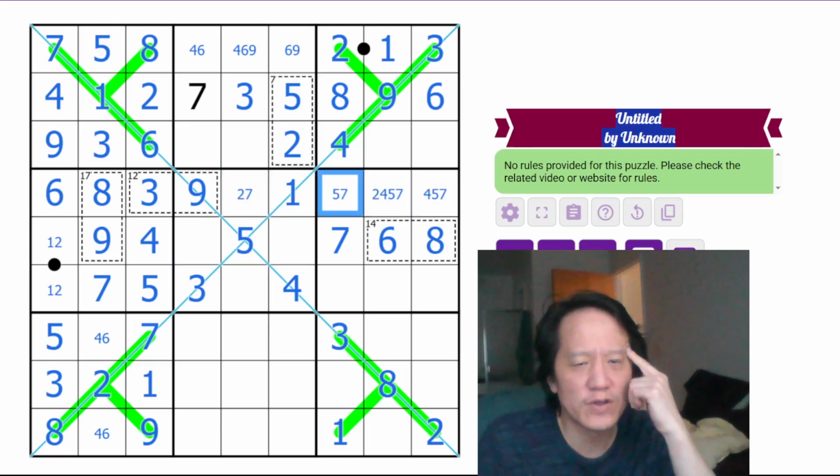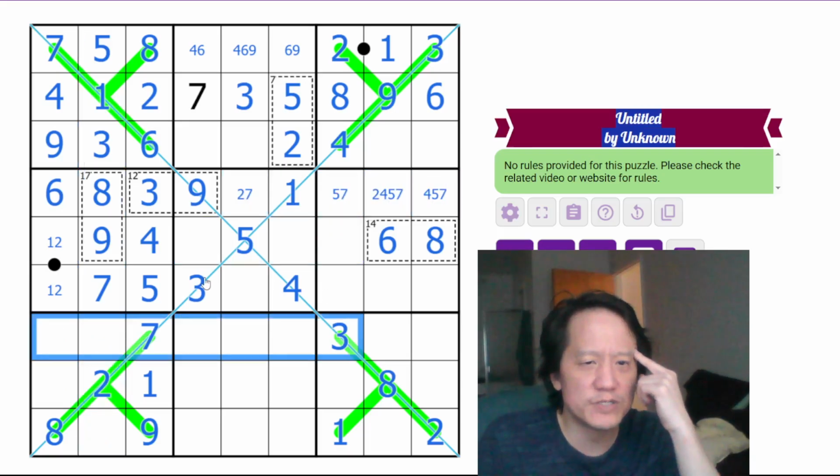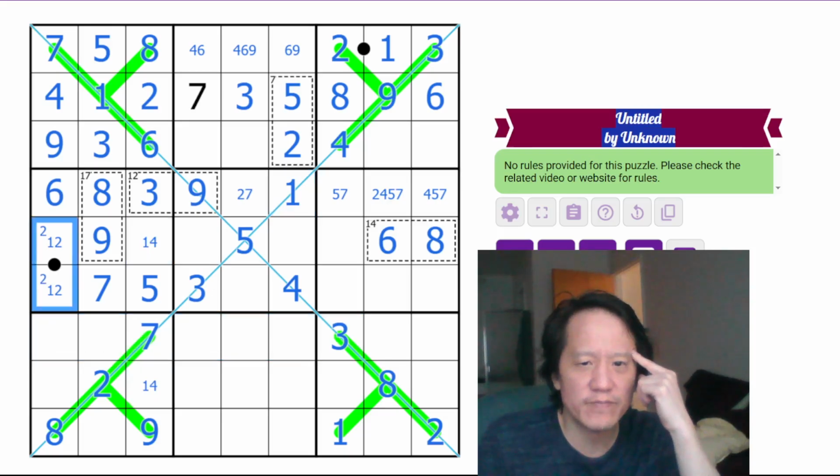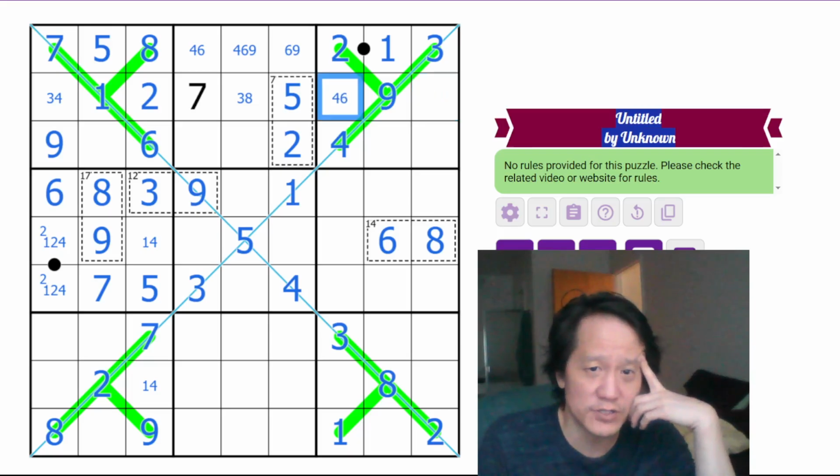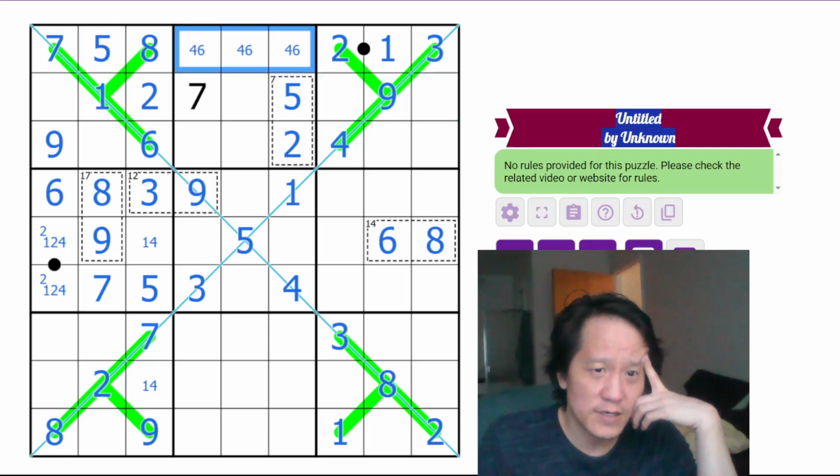Okay. The problem was this can't be 1 and 3. I missed the diagonal. Apologies for that. Sometimes, yeah, you'll have that issue. Okay. We've got to go back.